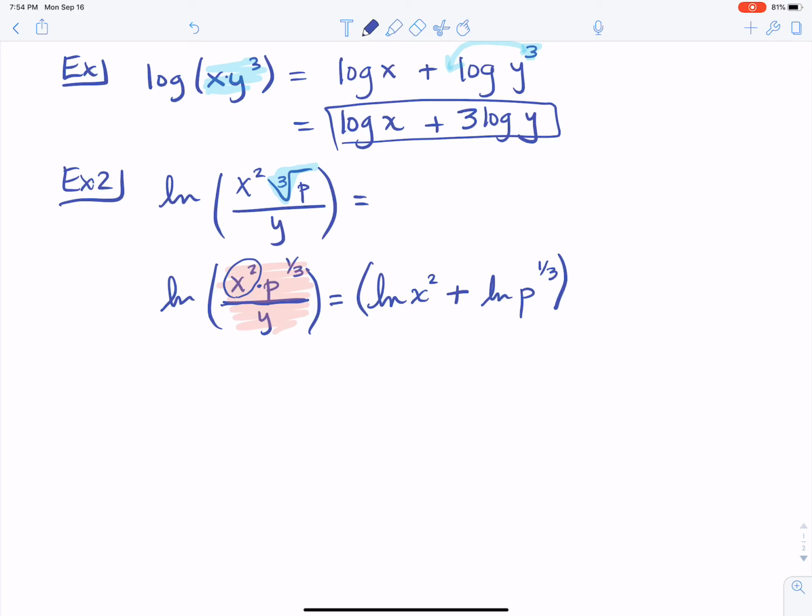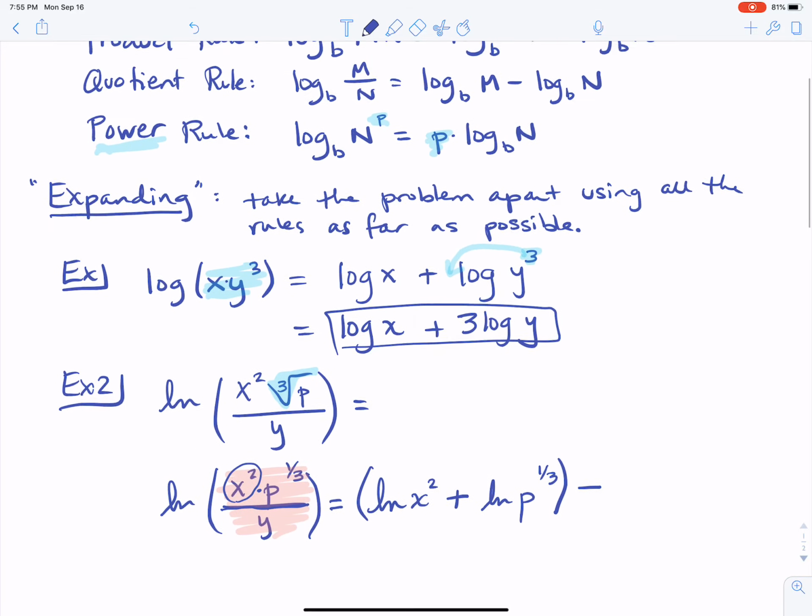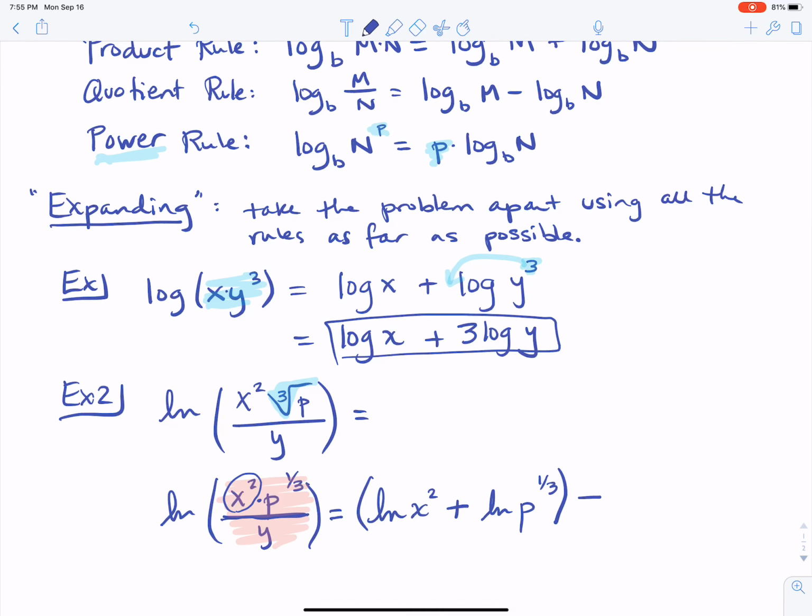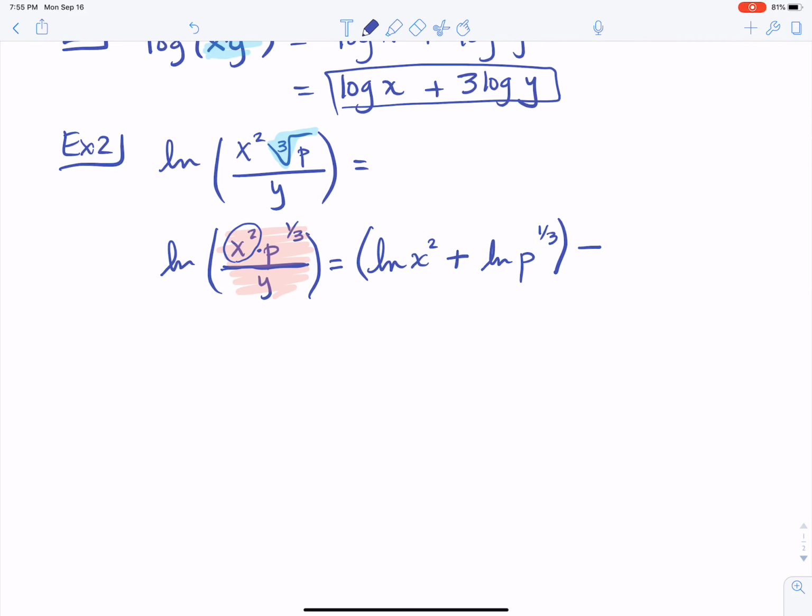So I'm going to go ahead and put a minus because our quotient rule says to split up a quotient, you use subtraction. So I'm going to put minus, and then ln of y. Okay, in reality, you don't need those parentheses in this one, but like I said, if you're ever in doubt about whether or not you need them, it's a good idea to go ahead and just use them.